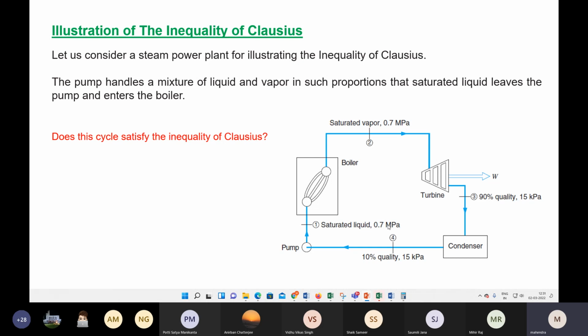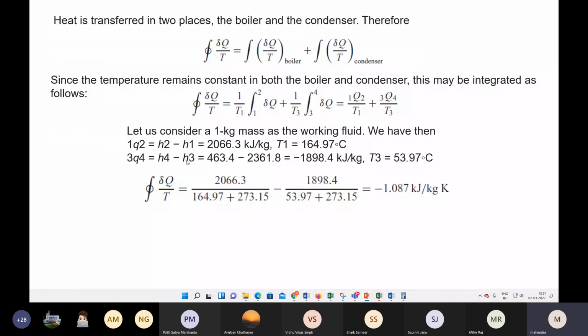This is constant pressure and constant temperature heat rejection. Those two we consider. Since temperature is constant, we have taken it out. Now this integral, we can apply the limit. What is that? Process 1 to 2.